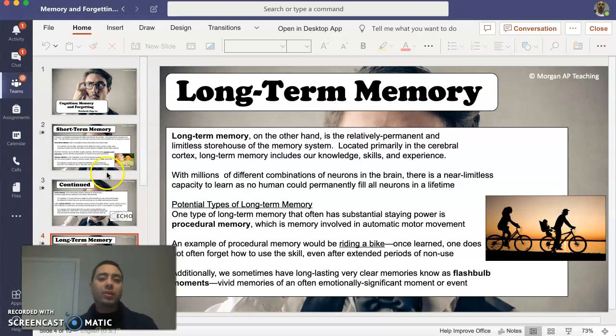Now, long-term memories, on the other hand, are relatively permanent and limitless. We don't have a certain storage. We don't have a limit to store memories. It's pretty much unlimited. And within long-term memories, right, we also have things like procedural memories.